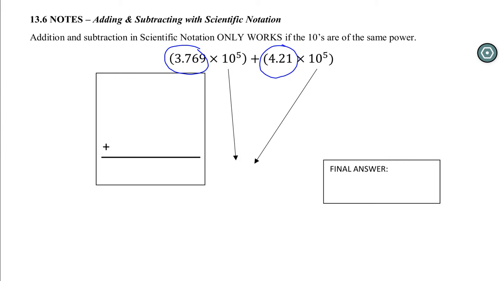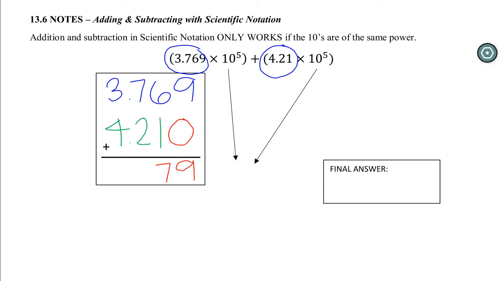So we're going to write 3.769, and then we're going to add that to 4.21. Now, if you're going to be adding it by hand, you better make sure you line it up like I'm doing, or else you're going to get super confused. So right here, there's nothing here, so I'm going to put a 0. So then 9 plus 0 is 9. 6 plus 1 is 7. 7 plus 2 is 9. Bring down the decimal. 3 plus 4 is 7.